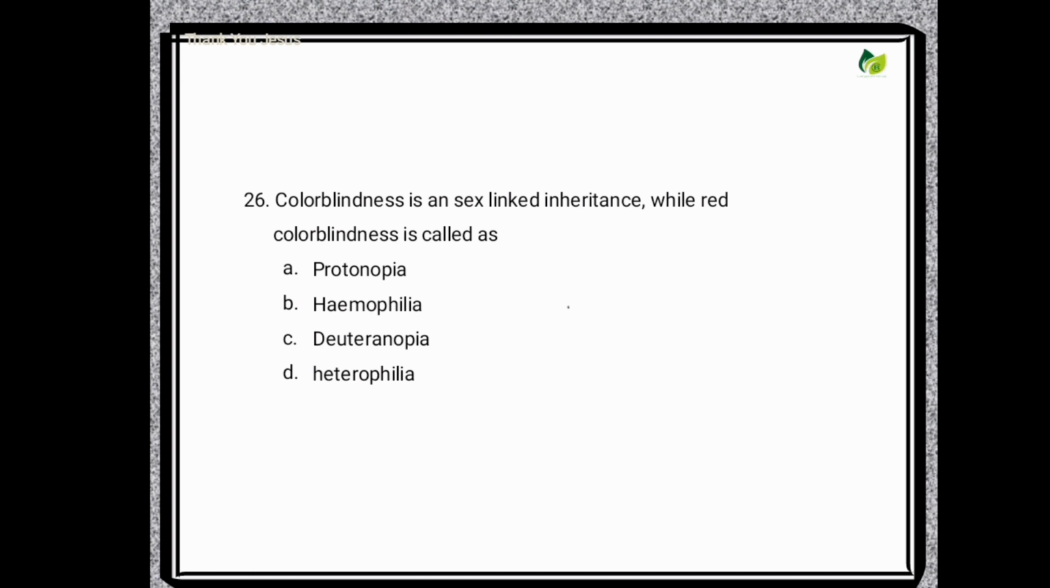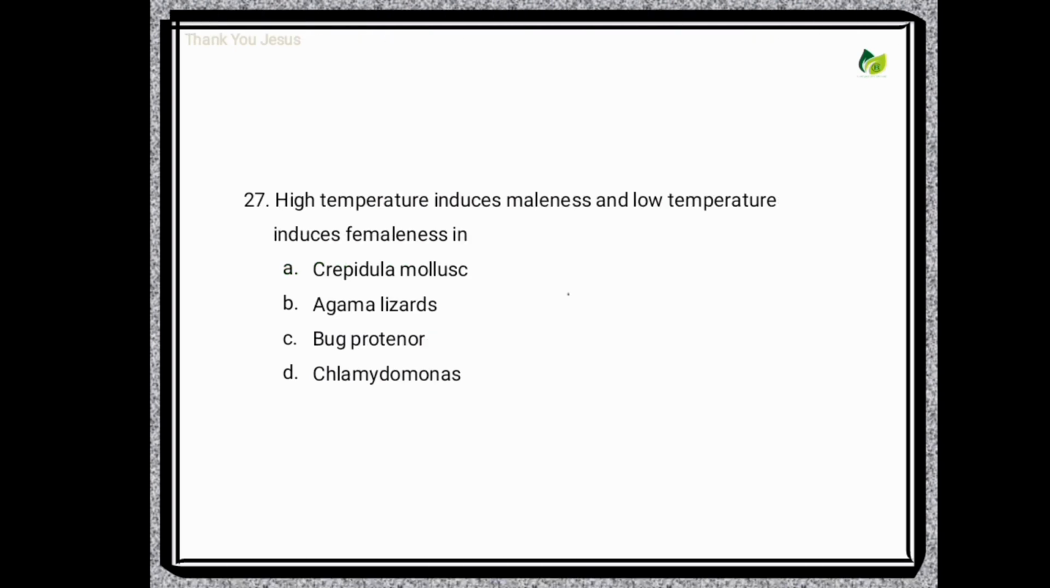Let's see the next question. Color blindness is a sex-linked inheritance, while red color blindness is called as: protonopia, hemophilia, deuteranopia, heterophilia. The correct option is protonopia, whereas green color blindness is called deuteranopia.